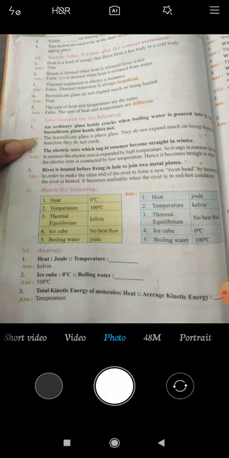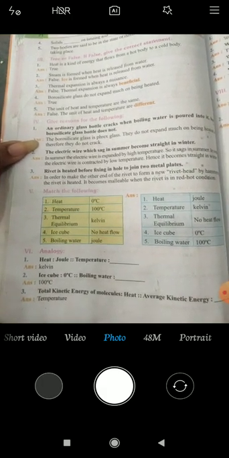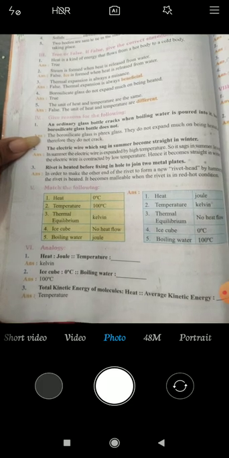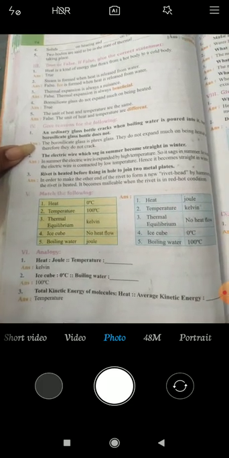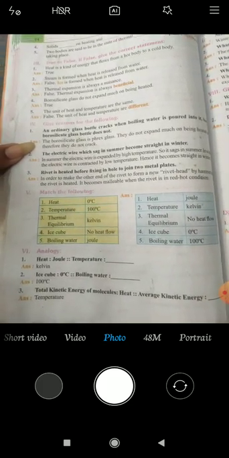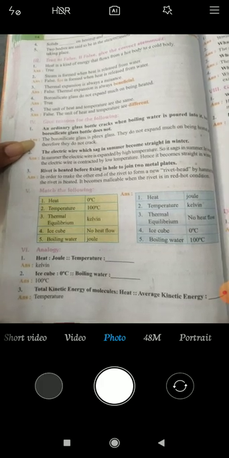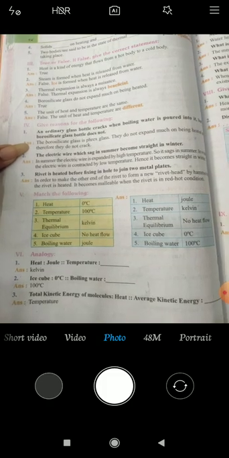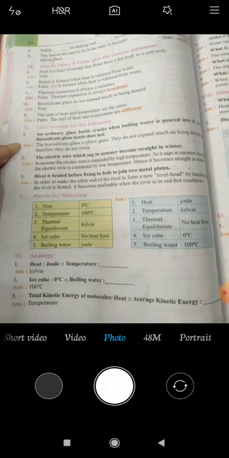Next, last pattern, analogy. Heat, joule; temperature, Kelvin. Second one, ice cube, 0 degree Celsius; boiling water, 100 degree Celsius. Next, third one, total kinetic energy of molecules is heat; average kinetic energy of molecules is temperature.